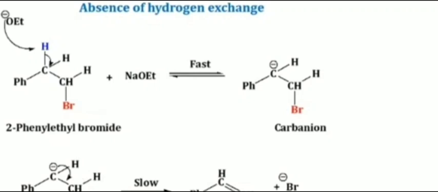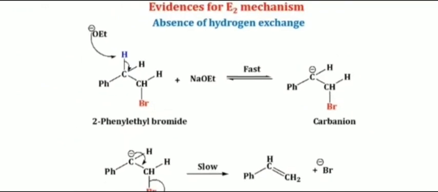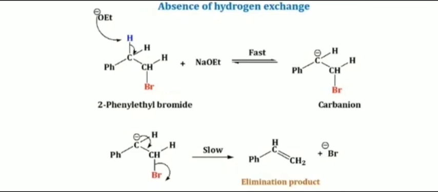Next we are going to perform an experiment for hydrogen exchange. Consider the dehydrohalogenation of 2-phenyl ethyl bromide, C6H5CH2CH2Br. Here the phenyl group strongly favors formation of carbanions. So 2-phenyl ethyl bromide reacts with sodium ethoxide in presence of ethanol. We get phenyl ethylene, C6H5CH=CH2. That is the elimination product. The dehydrohalogenation was brought about by the strong base sodium ethoxide, C2H5ONa, in ethanol solution.